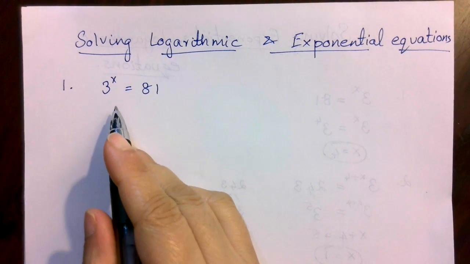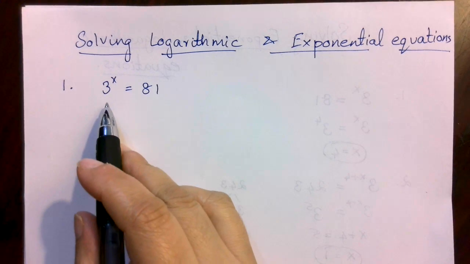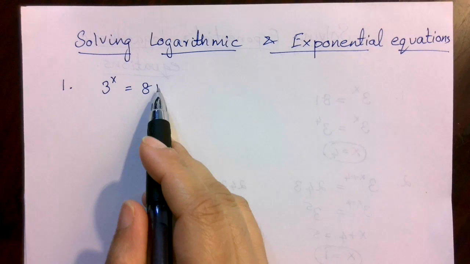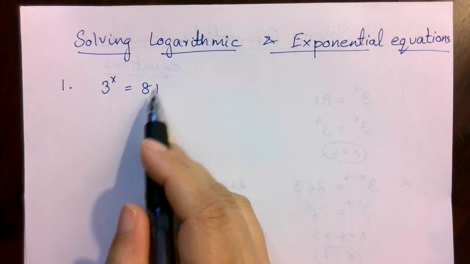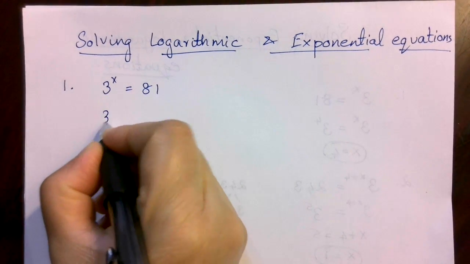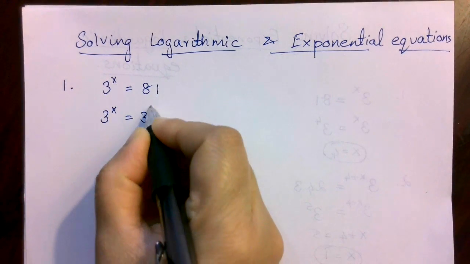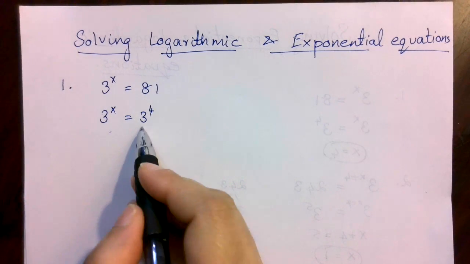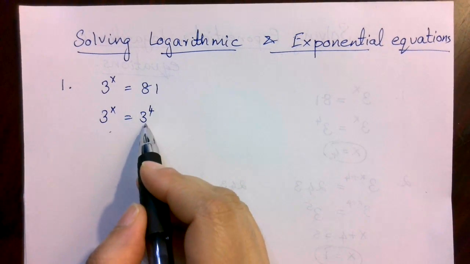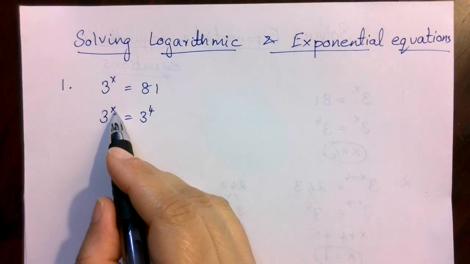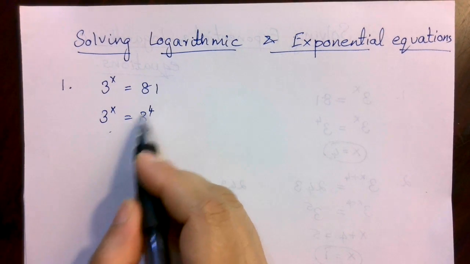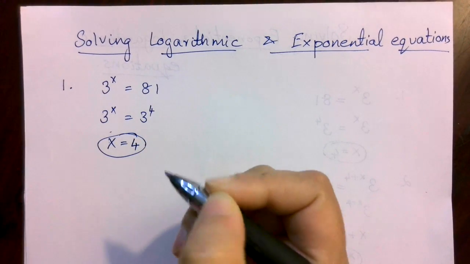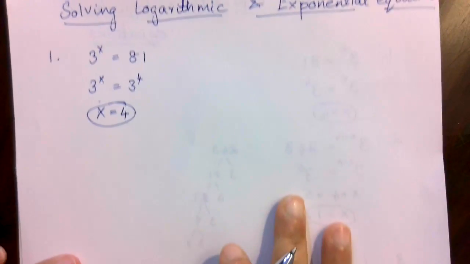Now, if you have an equation like this, you have to think, can you write that number as a power of 3? Yes, 81 can be written as 3 to the power of 4. 3 to the power of x equals 3 to the power of 4. The reason why we did that is because if we can make the bases same, we can get rid of the bases and say the power x is equal to 4. So here the bases are same. We can say x is equal to 4. Done.